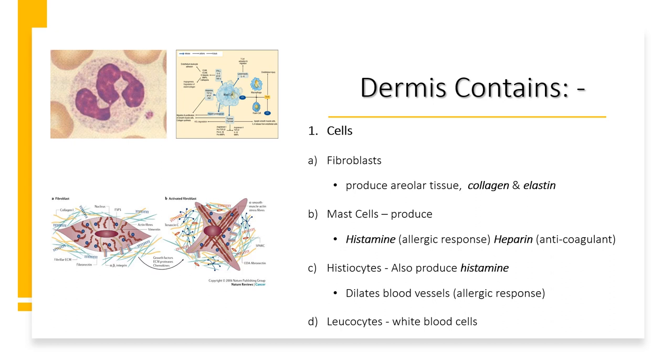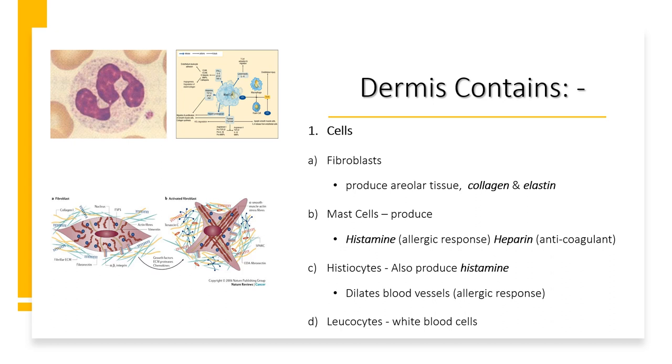In the dermis, we have lots of different cells. We can find fibroblasts, which produce areolar tissue and the collagen and elastin that we need in the skin. We can find mast cells. Now, mast cells produce histamine and heparin.